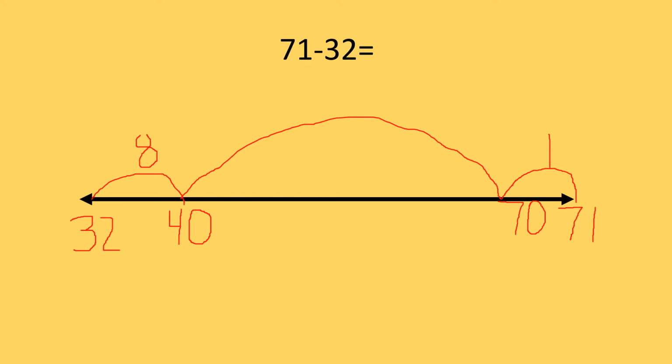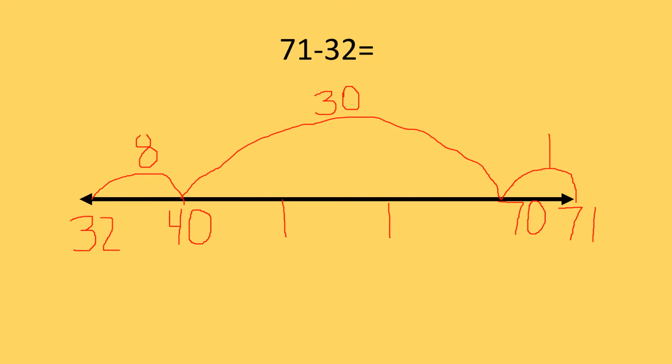And we need to count how many tens are between 40 and 70. Well, the next 10 after 40 is 50. The next 10 after 50 is 60. And then the 10 after that is 70, which we already have on the number line. So we're good. 40 to 50 is 10. 50 to 60 is 10. 60 to 70 is 10. So how many tens are between 40 and 70? There are 3 tens, and that equals 30.